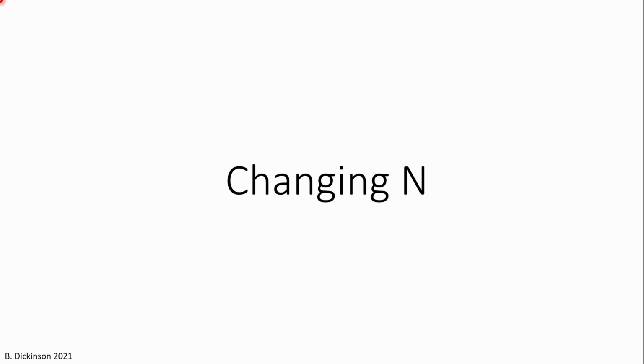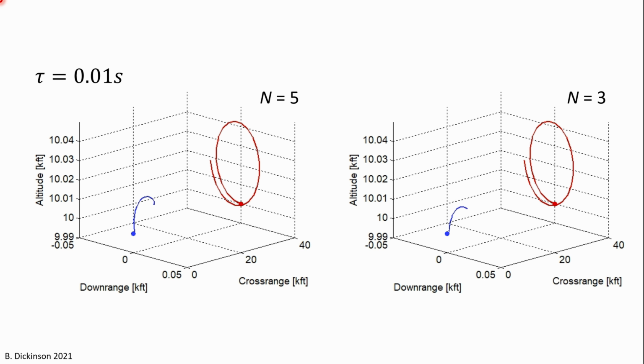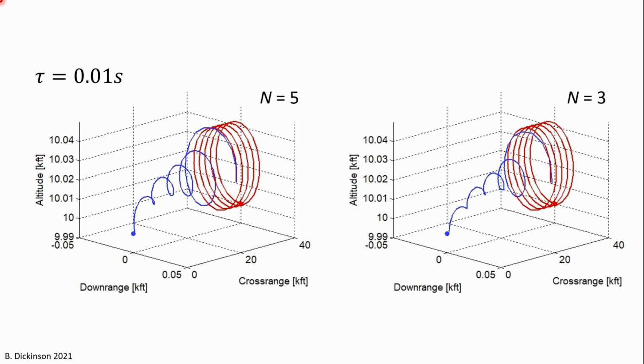Now the effect of changing the navigation gain. On the left-hand side, N equals 5. On the right, N equals 3. These are both for a time constant of 1/100th of a second. And what we see is that the larger navigation gain gives us a visually smaller miss. You can see space on this plot at tF, and at tF they're much closer together.